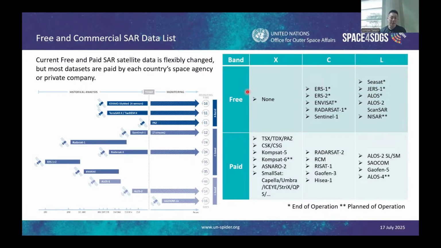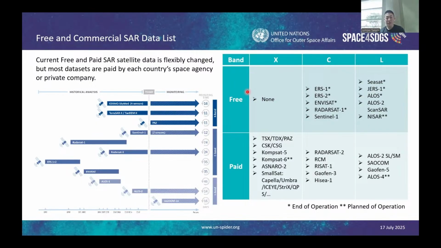You can see in the right table the bands X, C, and L, which are the main sensor bands, and whether they are free or paid. Most of the X bands are not free, like TerraSAR-X, COSMO-SkyMed, KOMPSAT, Capella, Umbra, the ICEYE, Strix, and then QPS. So including the small satellite constellations, I think they might be paid datasets right now.